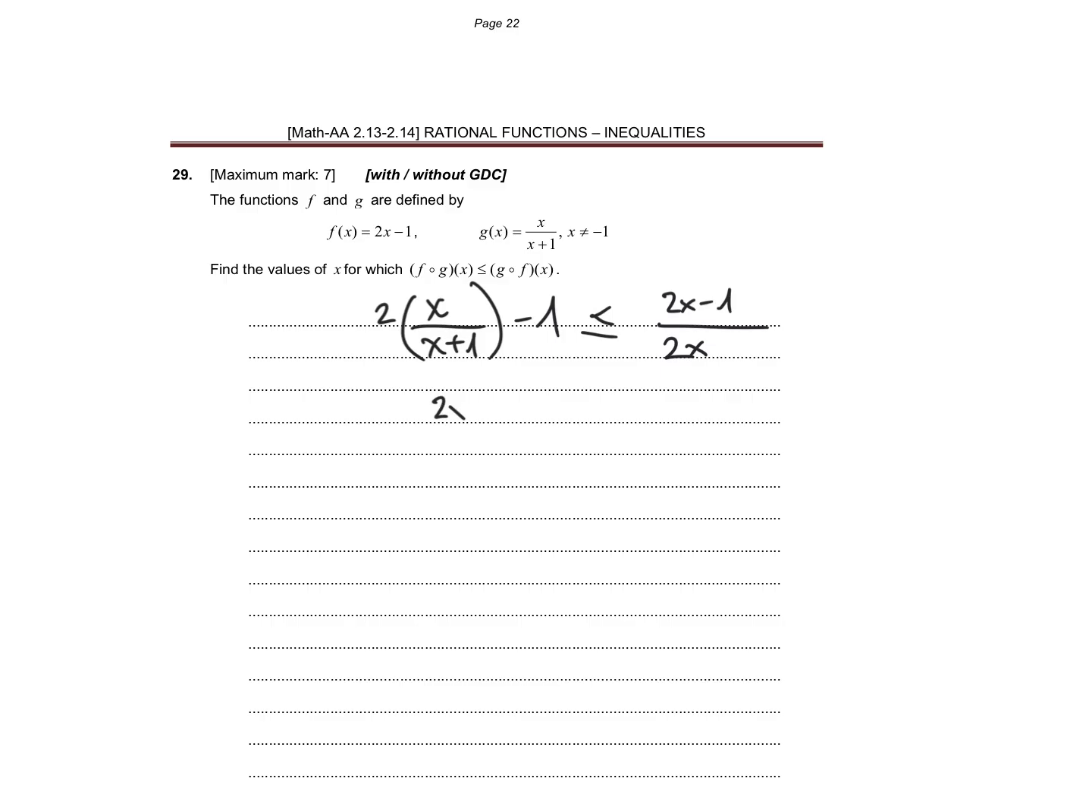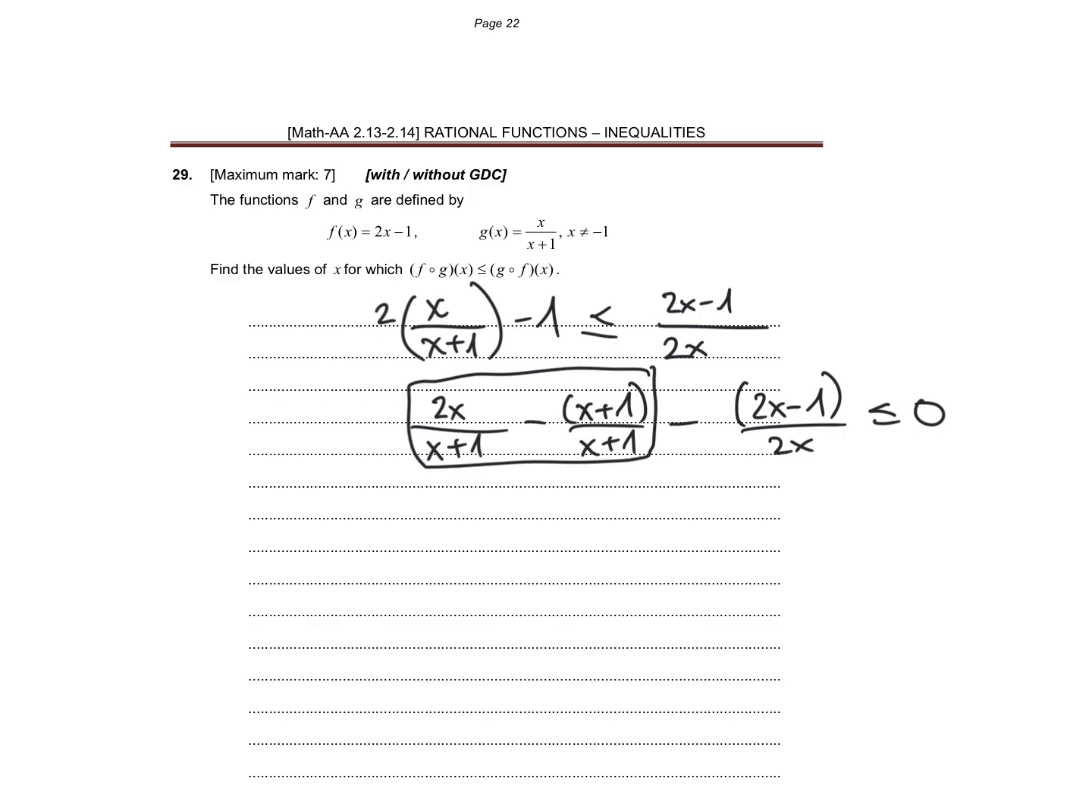All right, so let's do this down a bit, getting the same denominator here, so 2x minus (x plus 1) over x plus 1, and we'll subtract 2x minus 1 over 2x, and that's going to be less than or equal to 0. So this one together is going to be 2x minus x, so x, and then don't forget to distribute that to the 1. So that's x minus 1 over x plus 1 minus 2x minus 1 over 2x.